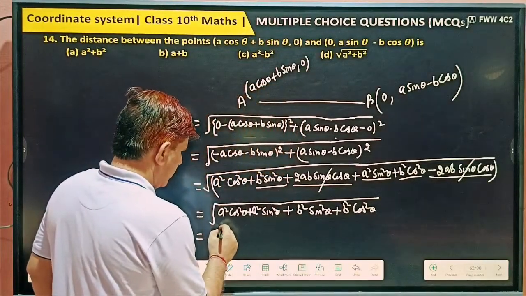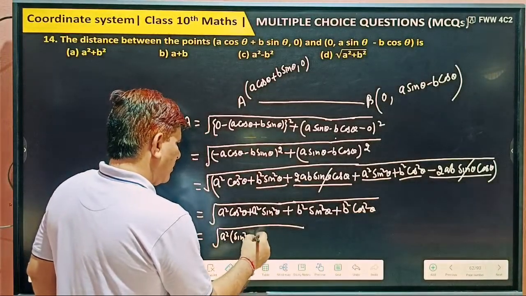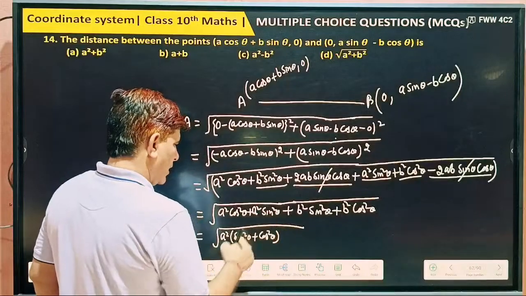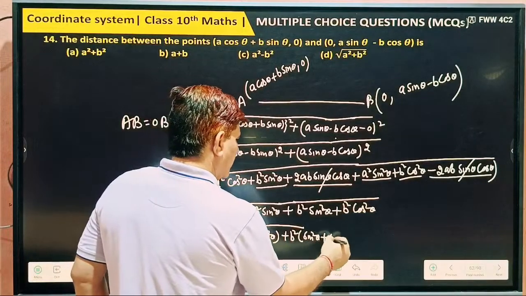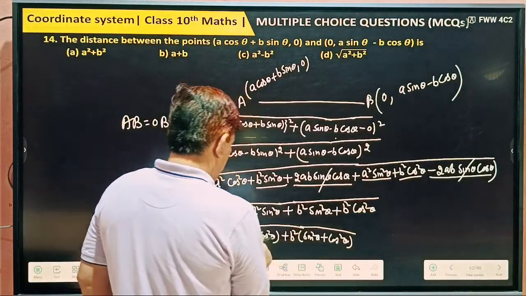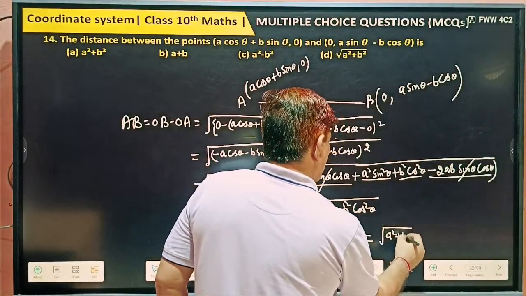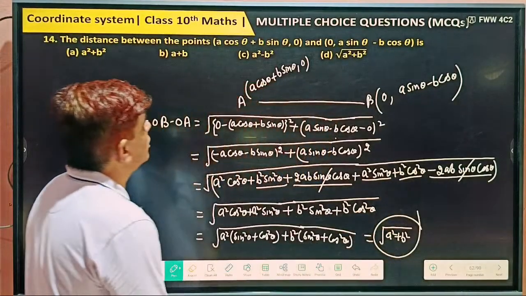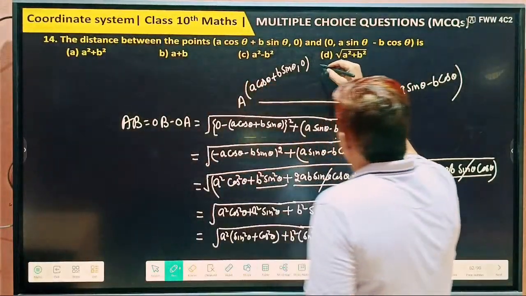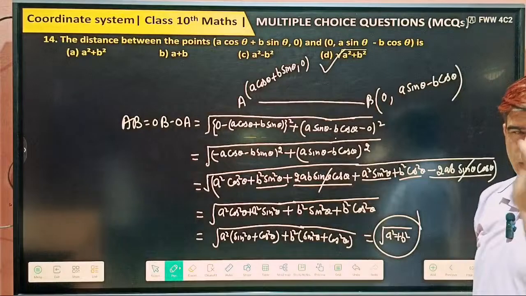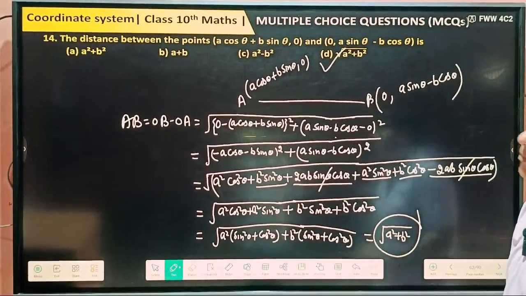Here I have taken A square common: sin square theta plus cos square theta. This I have written first. Then B square, sin square theta plus cos square theta. This is equal to 1. So what does it become? Under the root A square plus B square. So the distance is under the root A square plus B square. So this is your answer. These are just calculations using the same formula.